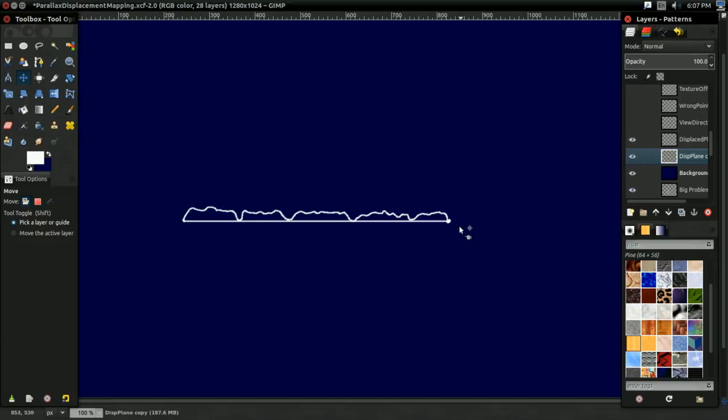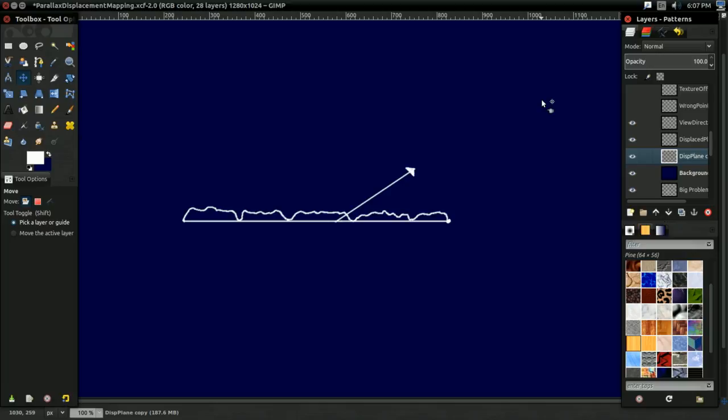Now, we know what the geometry should look like. That's stored in the displacement map. We know what all the offsets and everything should be. We also know what direction we're looking at that plane. So, you know, the camera might be off in this direction somewhere. So we know that.